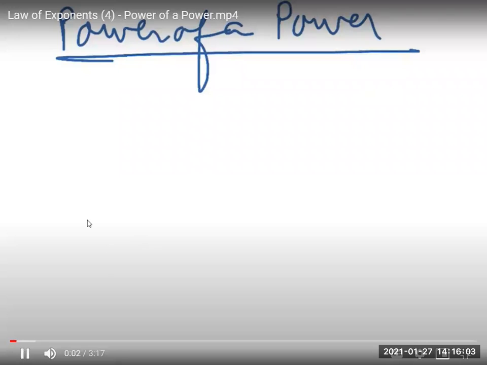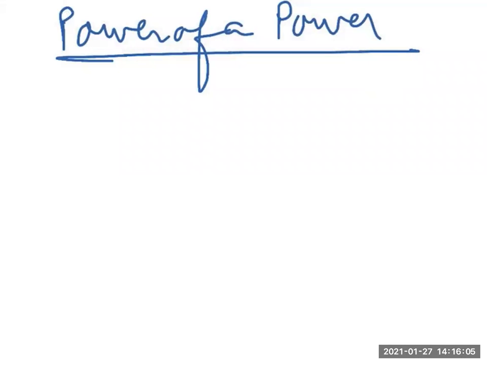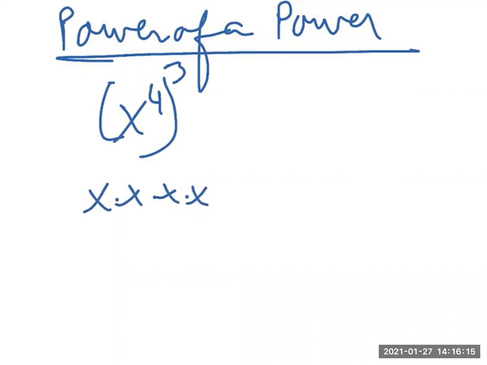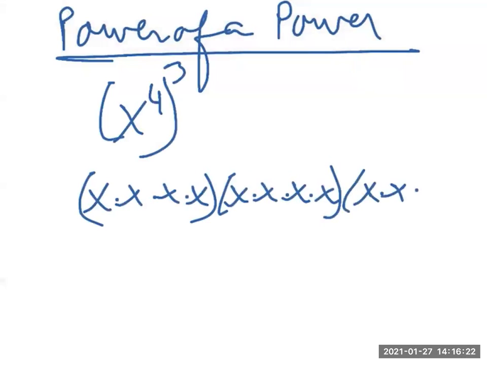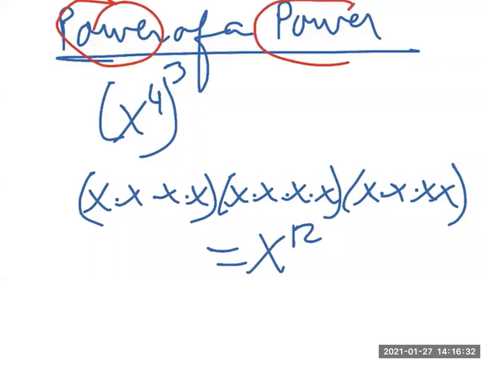Okay, now we have the power of a power, or the exponent of something with an exponent. We go x to the fourth to the third power. That's the same as x to the fourth times x to the fourth times x to the fourth, or x to the 12th. So when we have a power of a power, in other words, this to this power, you actually multiply.